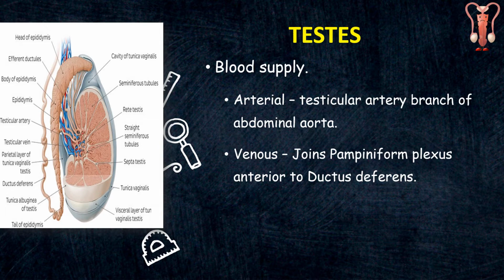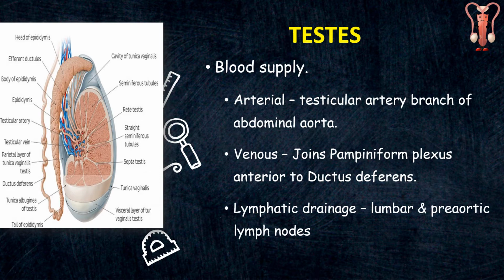If anybody asks where is the countercurrent mechanism in our body other than the GIT and the kidney, you can say this is mainly by the pampiniform plexus. And the lymphatic drainage: drainage of the testis happens to the lumbar and the pre-aortic lymph nodes.